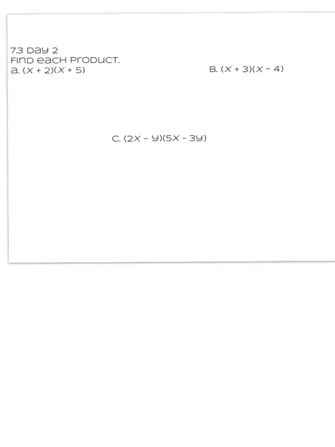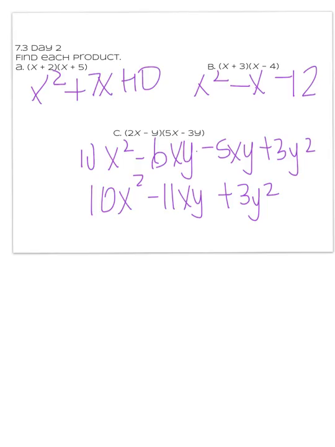Okay, today we're talking about 7.3, day 2, where we're finding each product. So I want you to take a minute and do A, B, and C, and then we'll move on to the next part. Okay, here's what you should have gotten for A, B, and C.